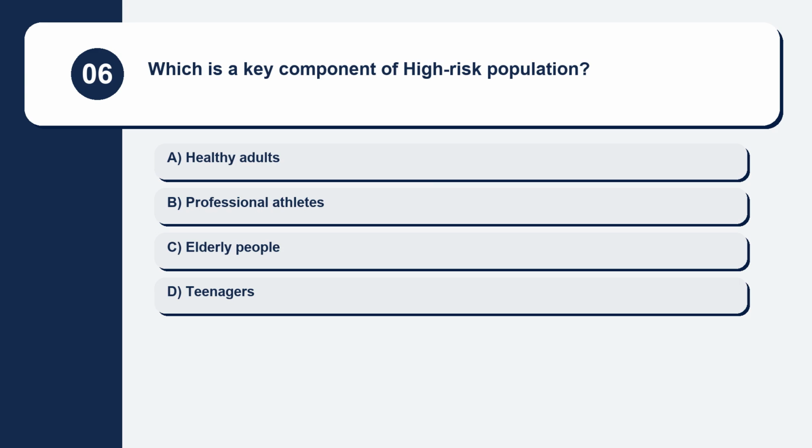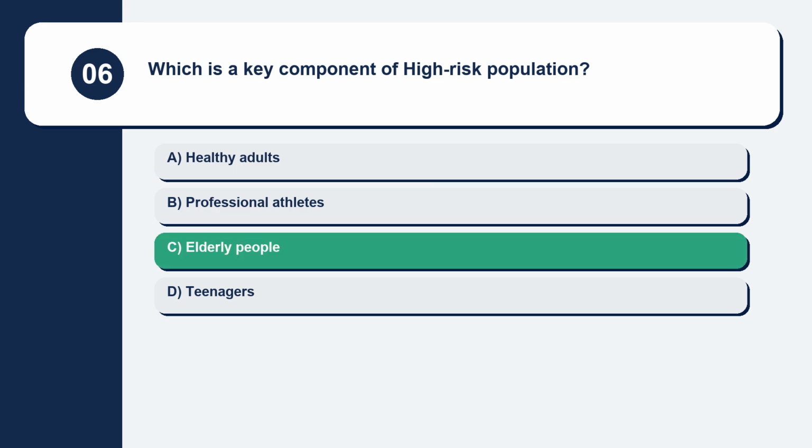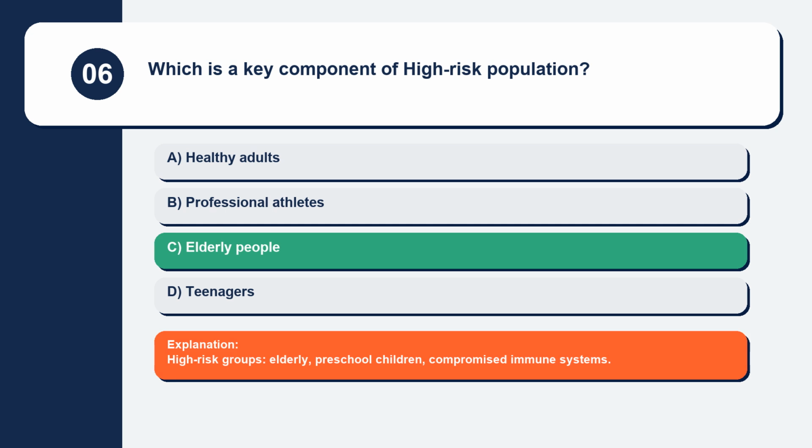Question 6. Which is a key component of high-risk population? Healthy adults, professional athletes, elderly people, teenagers. High-risk groups: elderly, preschool children, compromised immune systems.